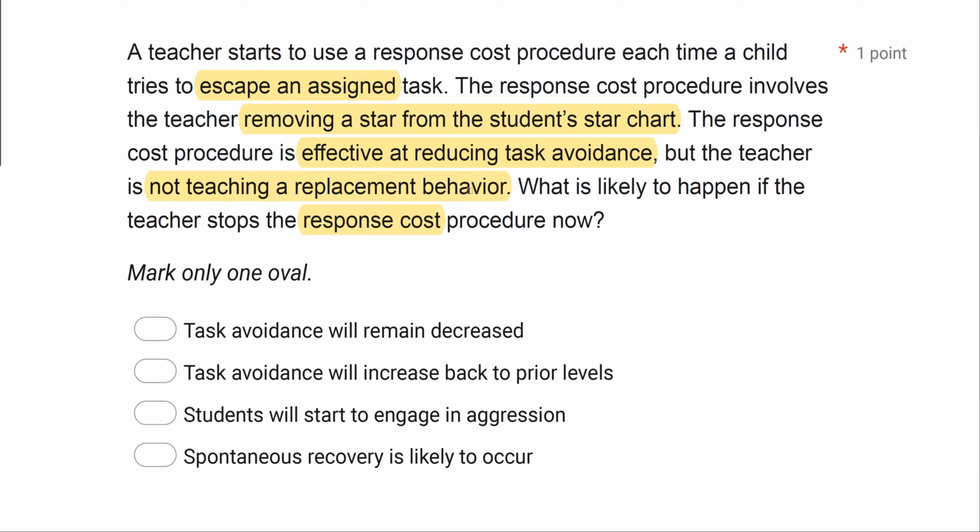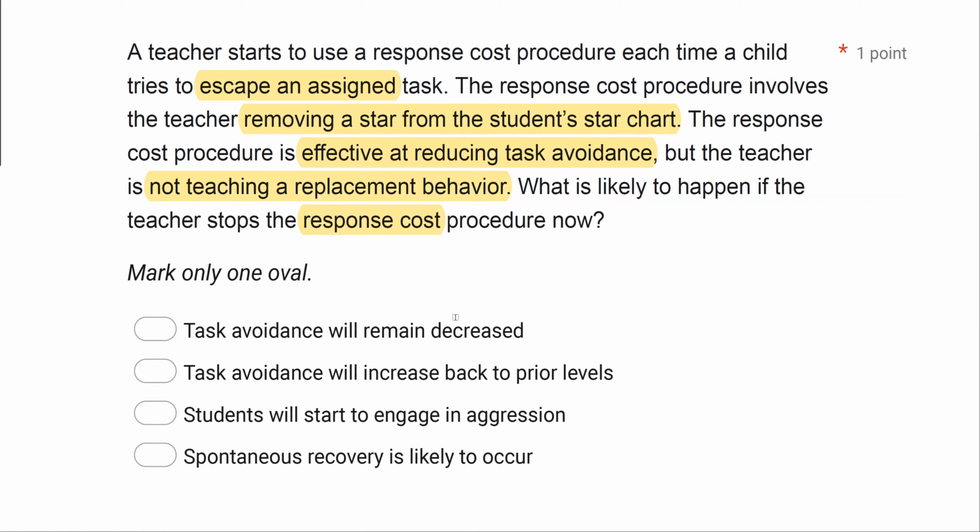Well, whenever we use punishment, we're decreasing some behavior. And when we decrease the behavior, we have to teach a replacement. If not, once punishment stops, that behavior is going to come back. Punishment is not permanent. Remember that. Punishment is not permanent. We always need to teach a replacement and reinforce that replacement. So if this teacher stops the response cost procedure now, what is likely to happen?